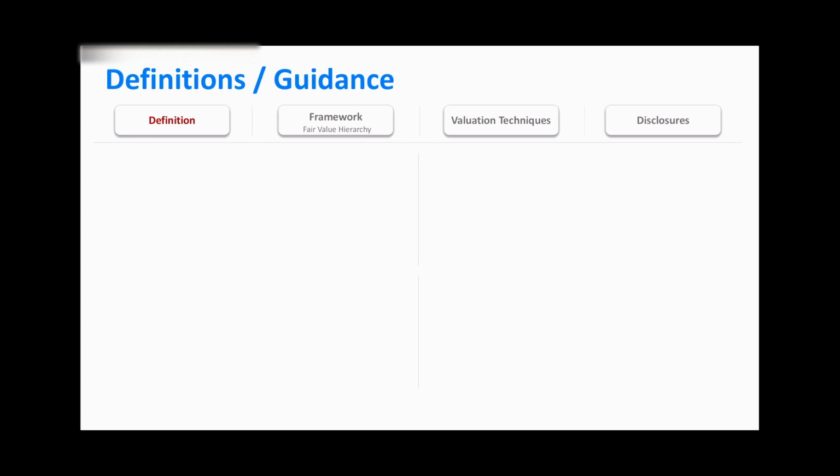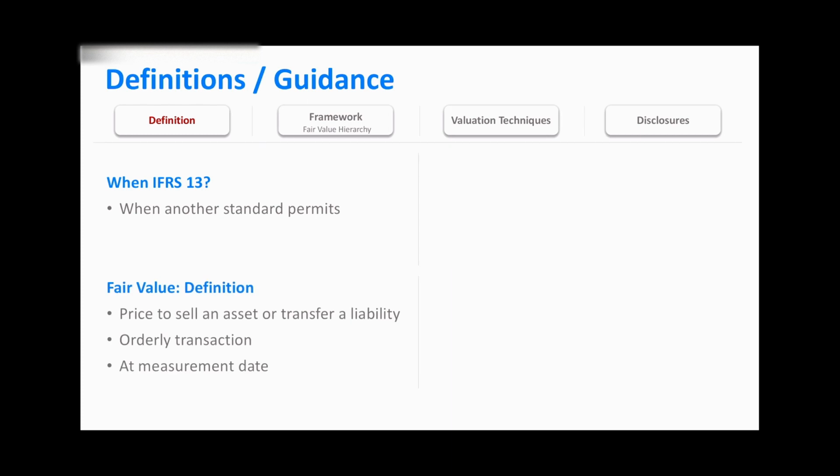So when does IFRS 13 really apply? IFRS 13 is applicable when another IFRS requires or permits fair value measurement. So what really is fair value? Fair value is a price that would be received to sell an asset or paid to transfer a liability in an orderly transaction between market participants at the measurement date.